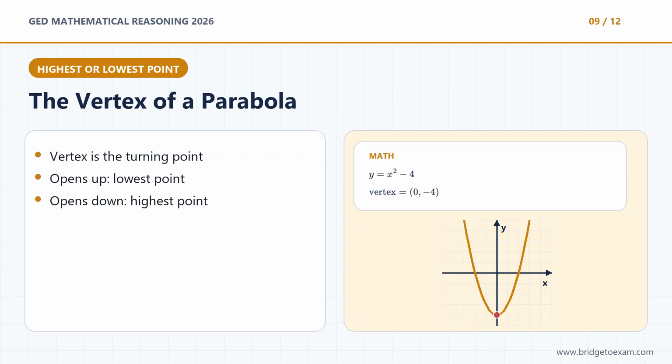Every parabola has a turning point called the vertex. If the parabola opens upward, the vertex is the lowest point. If it opens downward, the vertex is the highest point. For y equals x squared minus 4, the lowest point, the vertex, sits at (0, -4).